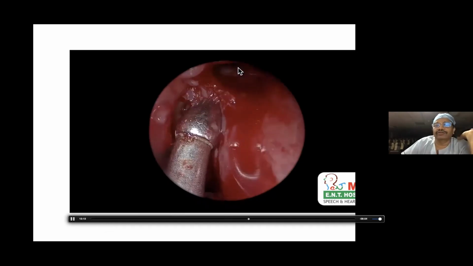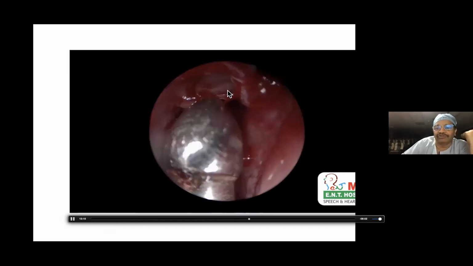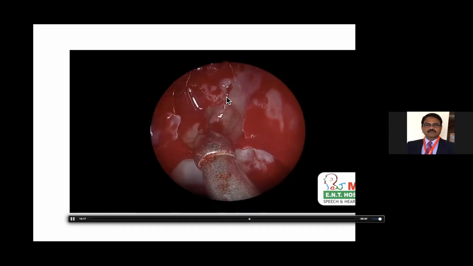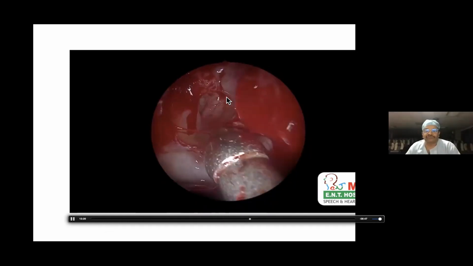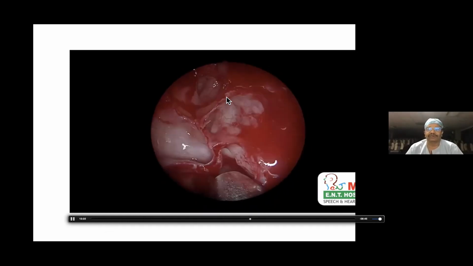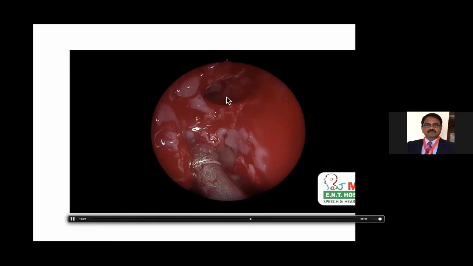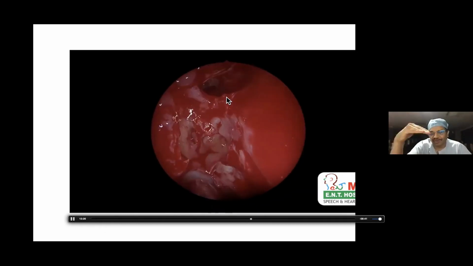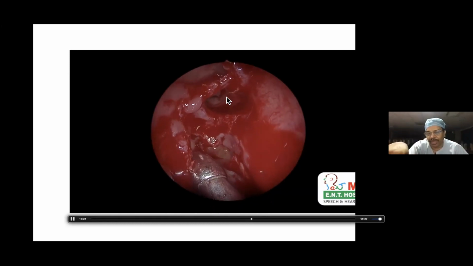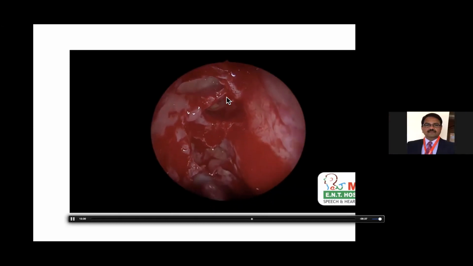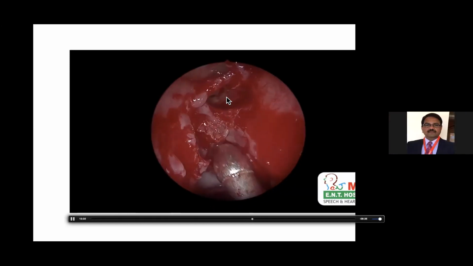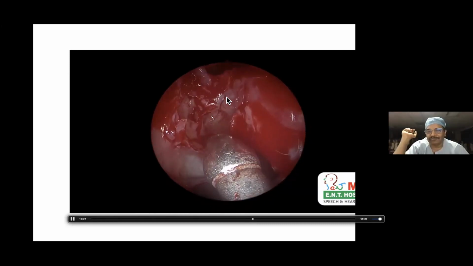So here I can see the posterior table of the frontal sinus, right? Yes. The posterior table of the frontal sinus is nothing but the skull base. Now in my vision, I'm imagining the skull base from the known anterior skull base up to the posterior table of the frontal sinus. Now I know where I am. Yes, sir.